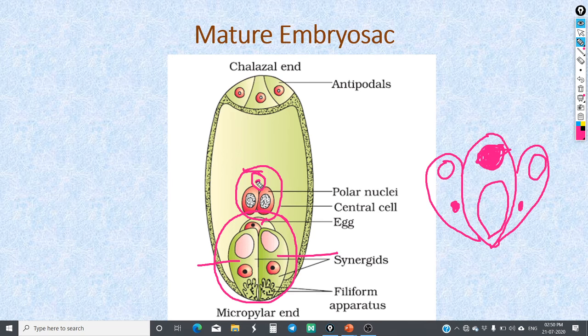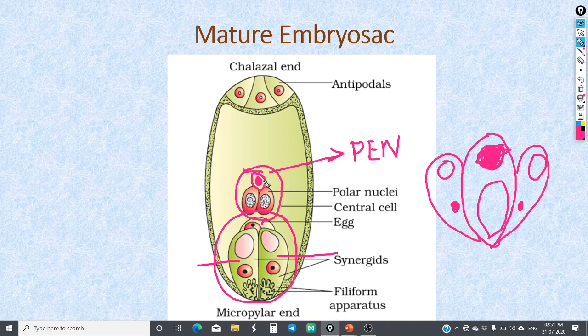So these three nuclei together form the primary endosperm nucleus, PEN, which is triploid in nature, and which later on undergoes many divisions and forms the endosperm. The endosperm, which is formed as a result of divisions in the primary endosperm nucleus, is triploid in nature. All the angiosperms show triploid endosperm, whereas in gymnosperms it is haploid in nature because it is a pre-fertilization product, but here it is a post-fertilization product and it is triploid. So this is the centrally located polar nuclei.